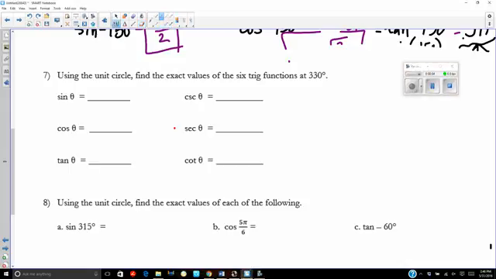All right, number 7, using the unit circle, find the exact values of the 6 trig functions at 330. Again, you can type these in your calculator. So start with the sine of 330. Type the sine of 330 in your calculator. You should get negative 0.5 or negative 1/2. Cosine of 330, you should get radical 3 over 2.